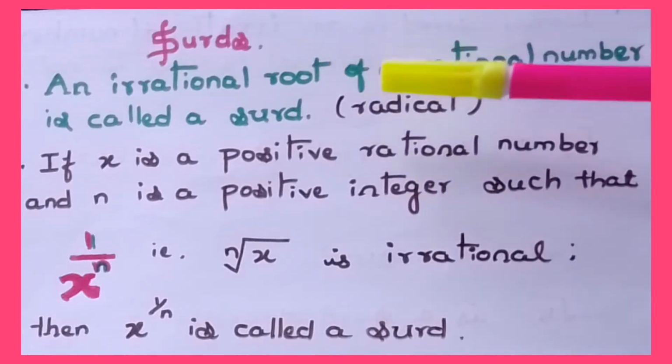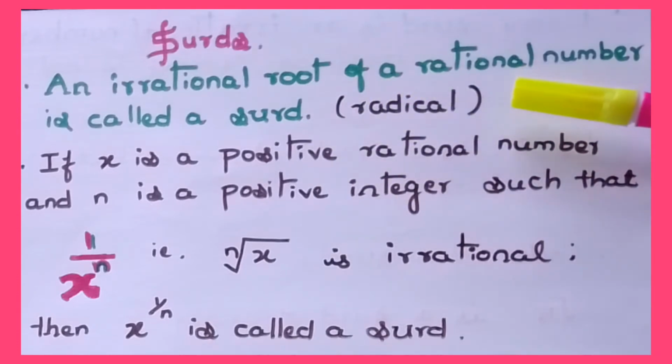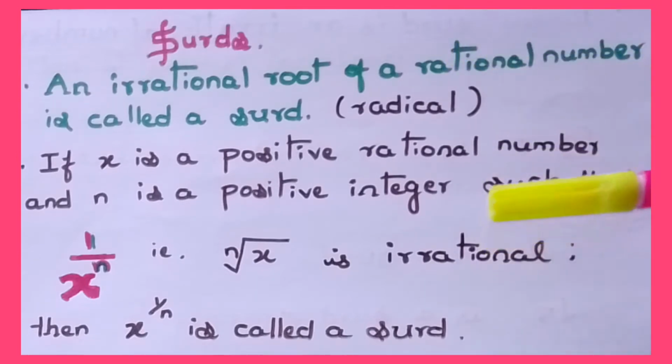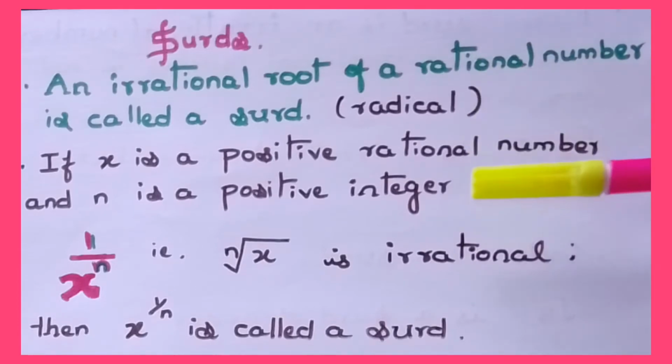Surds. An irrational root of a rational number is called a surd or radical. So we have learned about the basic concepts of rational numbers and irrational numbers in the previous video. Kindly check the channel description box. You will get the link of the previous video. If you have not watched, you can kindly watch it. Or if you are aware of these numbers, then we'll just move ahead.